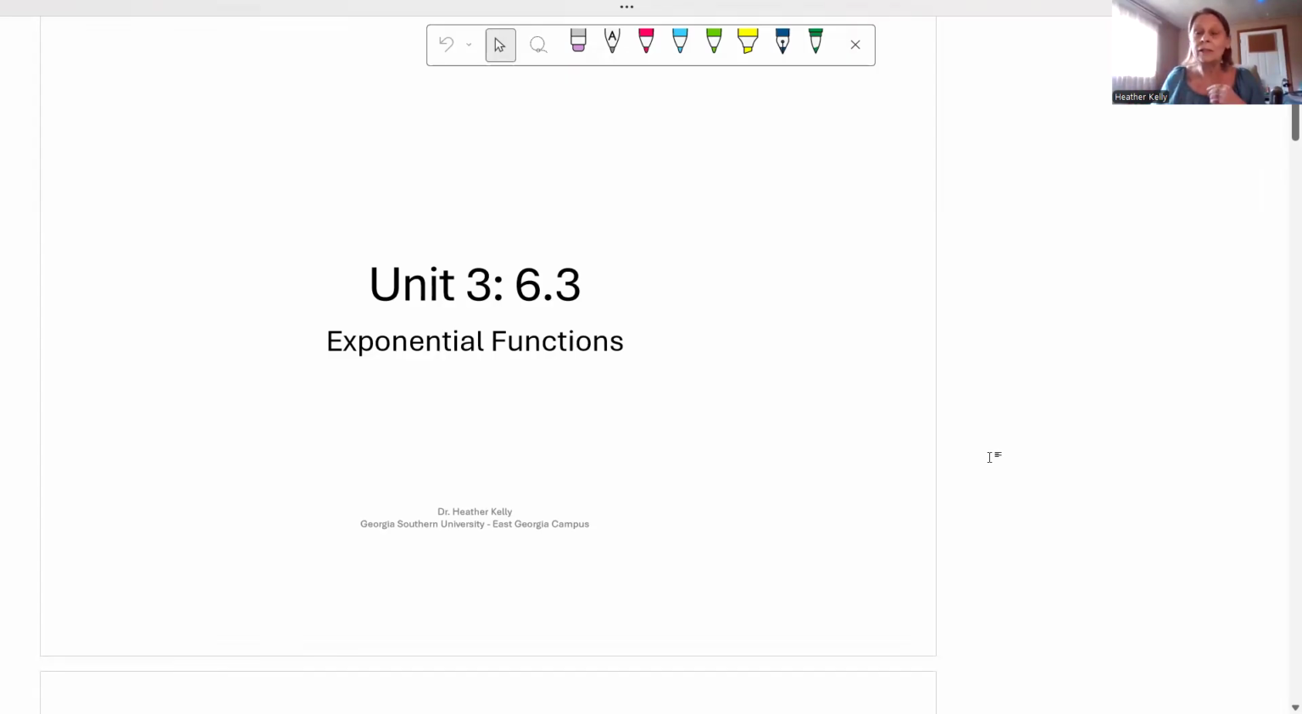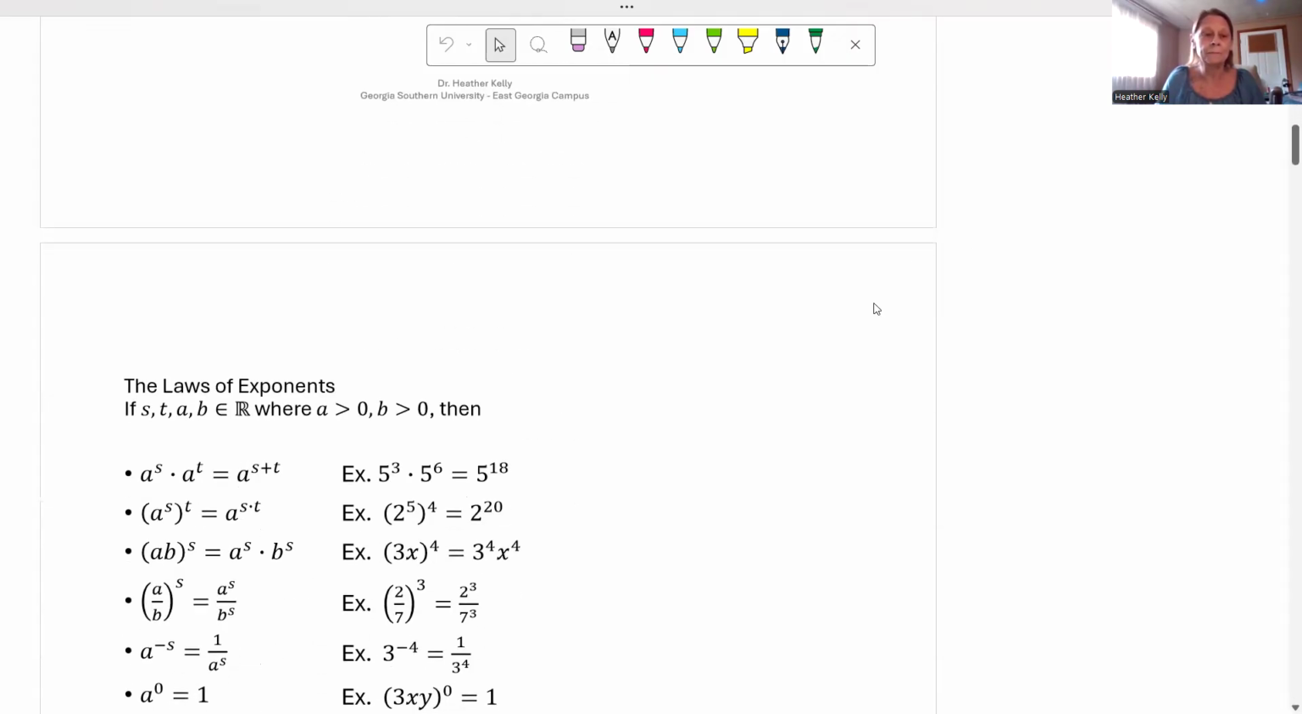Okay, hi. Let's get started with section 6.3. So, continuing in this last chapter, we're going to start talking about exponential functions today.